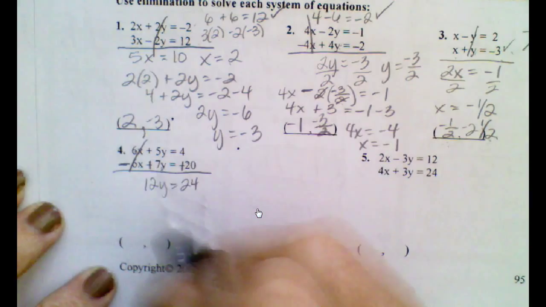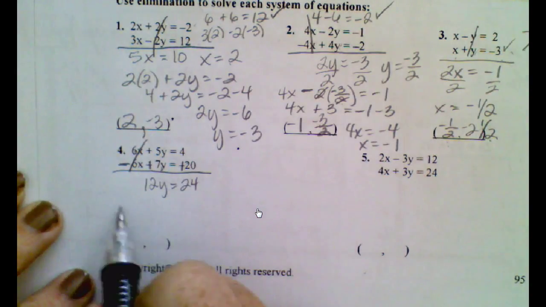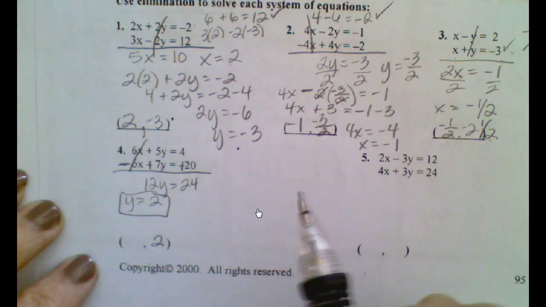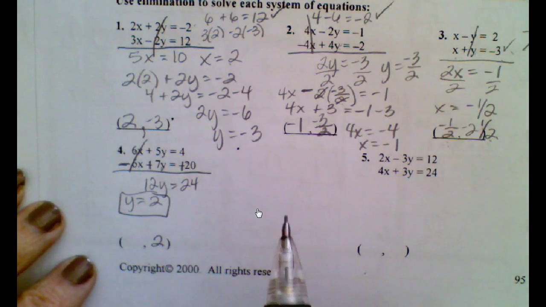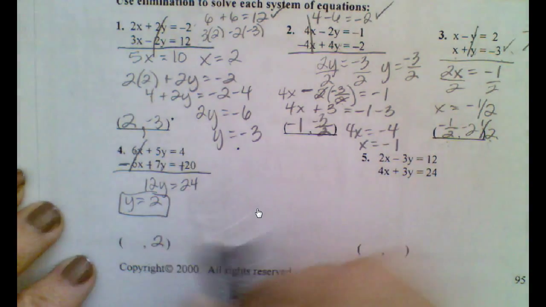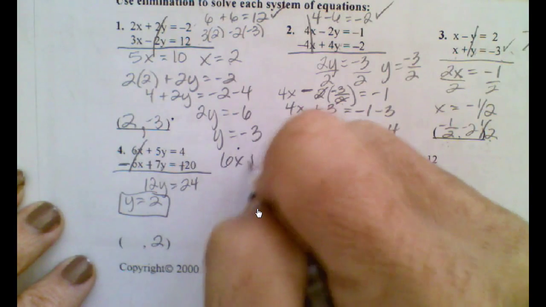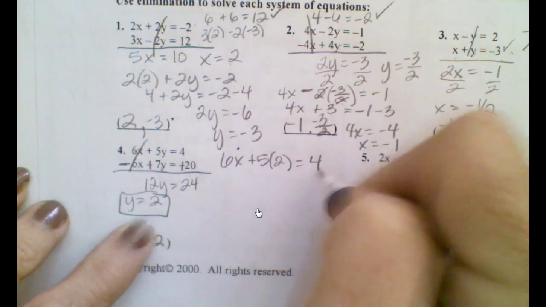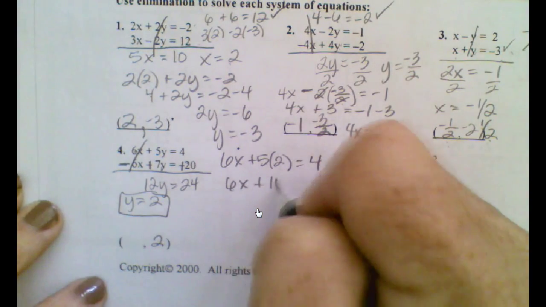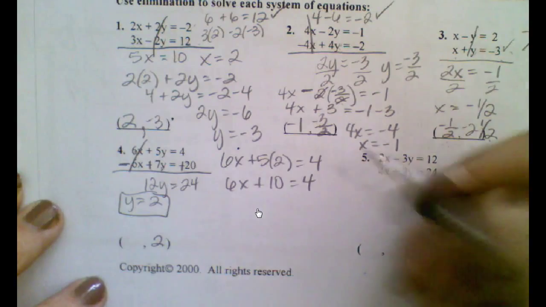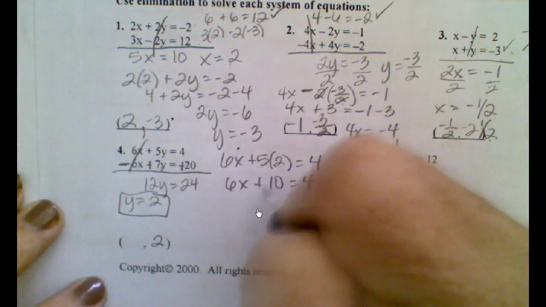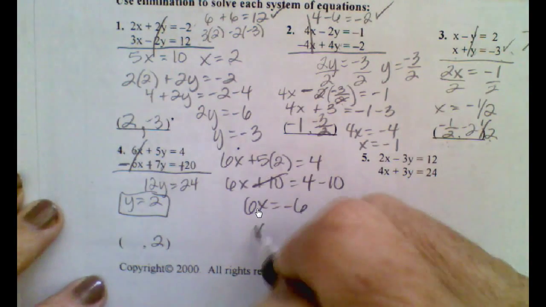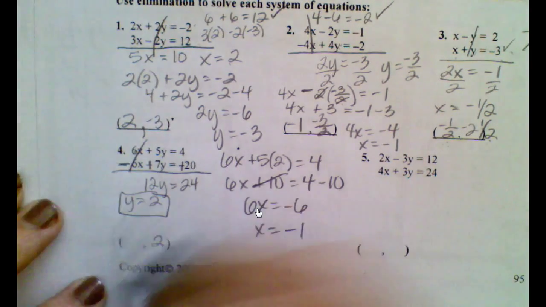Equals 24. So y equals 2. Good. Which equation would you like to plug in with? Top one. Good. 6x plus 5 times, now our y value is 2, equals 4. 6x plus 10 equals 4. How am I going to move that 10 over? Subtract it. So 6x equals negative 6, and x would equal negative 1.